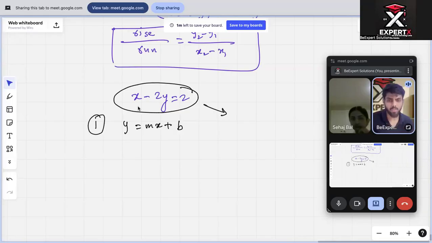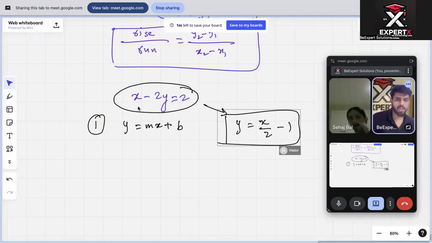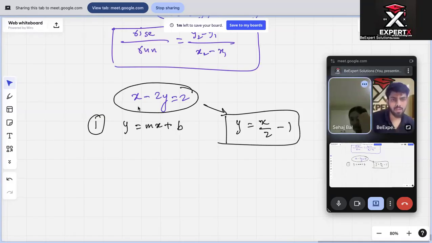Am I right? Yeah. How I did it, did you understand it, or should I tell you how I got y equals x by 2 minus 1? Divide by 2. I divided.